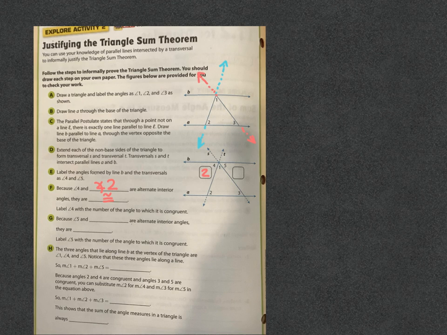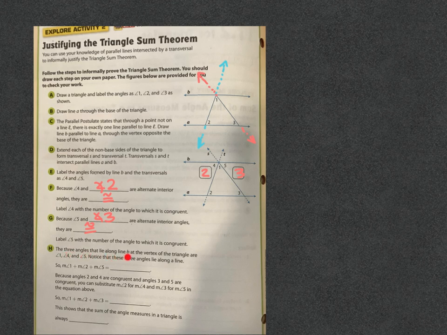Then they want us to go to the next part over here. Because angle 5 and some angle are alternate interior angles, well, let's look at 5. Here's the transversal. We need an interior angle that's on the other side of the transversal here. And angle 5 and angle 3 are alternate interior angles, so they are congruent, angle 3.